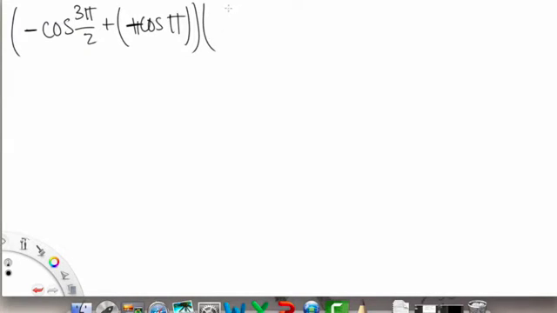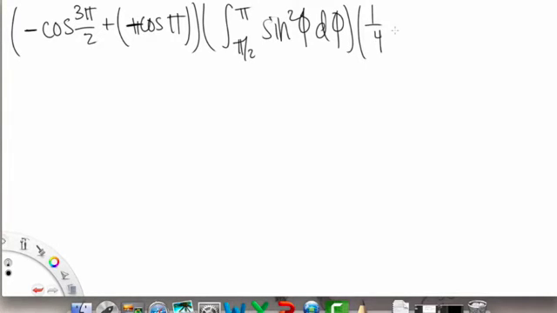So here I had a negative cosine theta, and that went from 3 pi over 2 to pi, okay? So we have that, and these turn positive. And then we had this, so this was pi over 2 to pi of sine squared phi d phi. And then over here I had a 1 over 4 rho to the fourth, so that would be 1 to the fourth minus 0. Okay, so this will just be a 1 over 4.